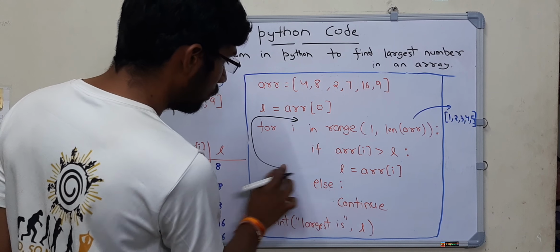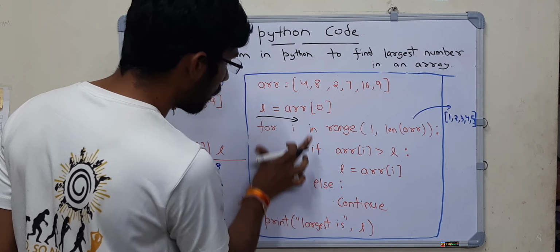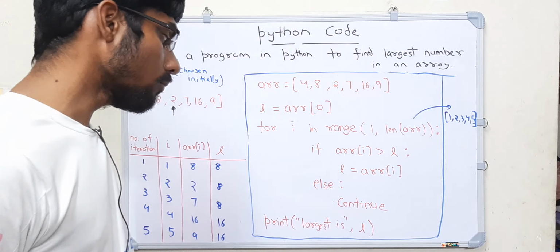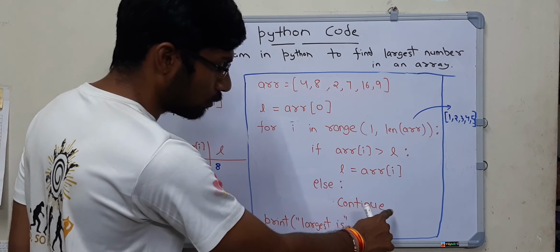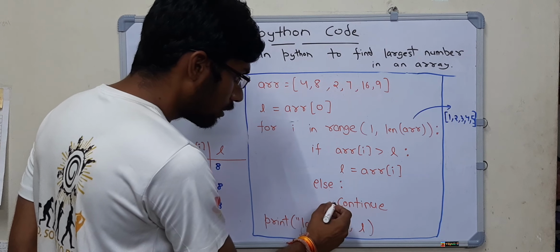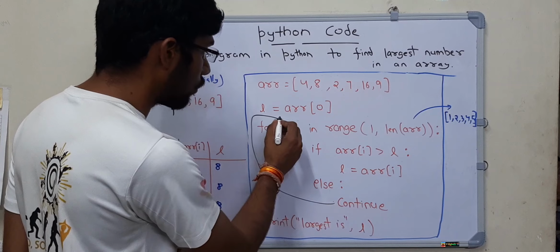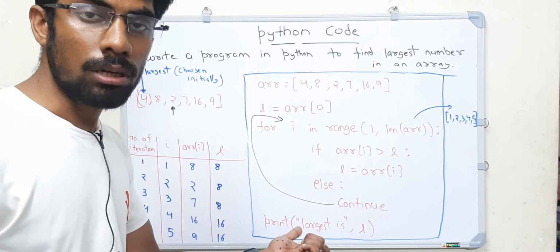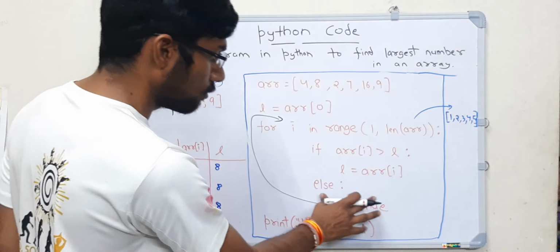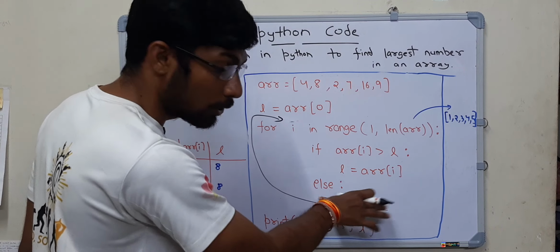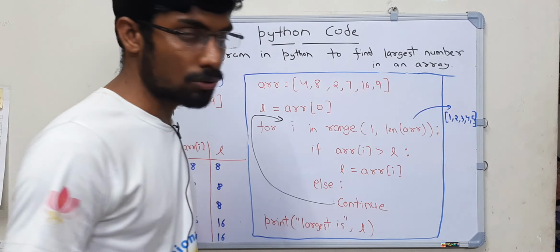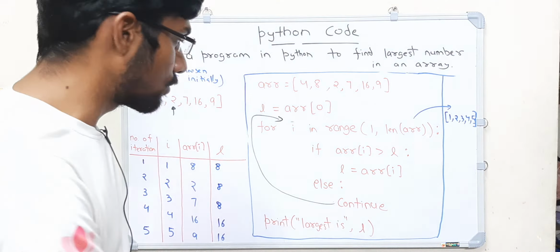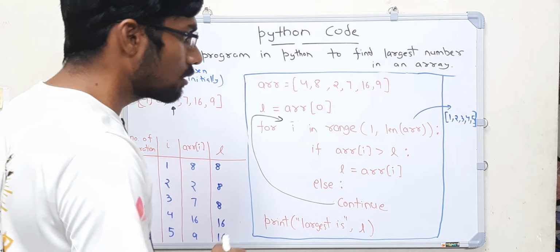So the else part of this code will run. The else part says continue. Continue means it will take the control again to the for loop. It will iterate to the third iteration. So the code below the continue statement will not work. This is the function of the continue statement. It gives the control to the for loop for the next iteration, which in this case is the third iteration.